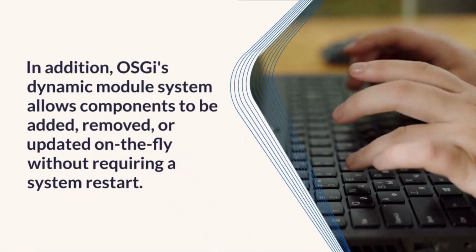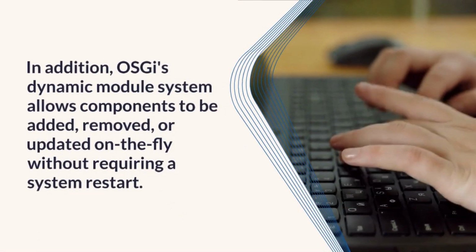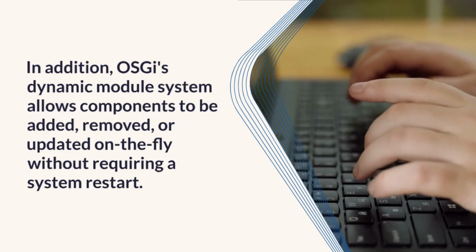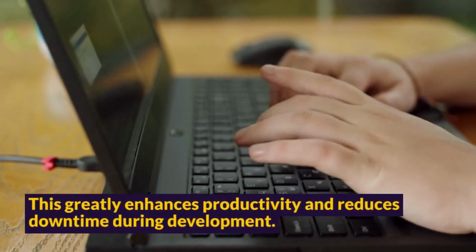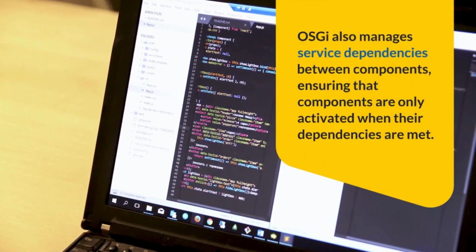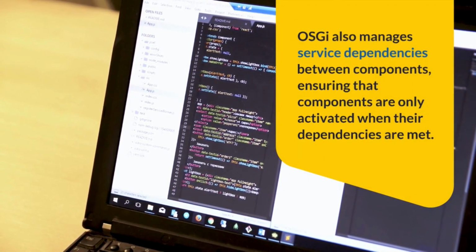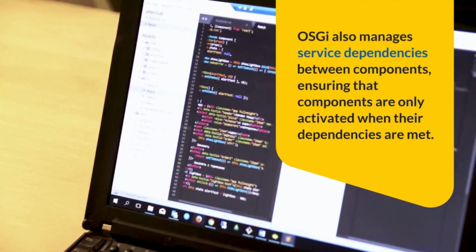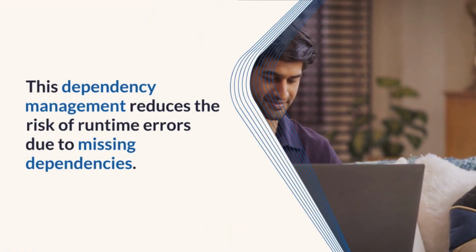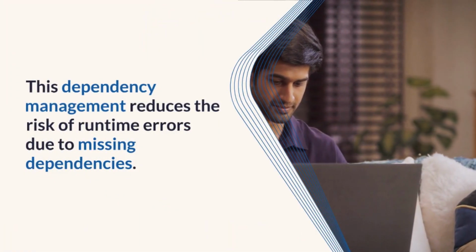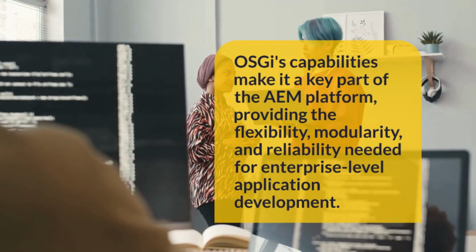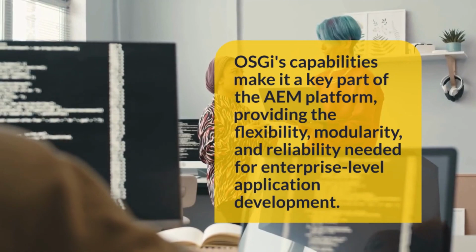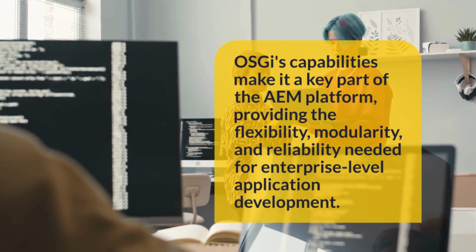In addition, OSGI's dynamic module system allows components to be added, removed, or updated on the fly without requiring a system restart. This greatly enhances productivity and reduces downtime during development. OSGI also manages service dependencies between components, ensuring that components are only activated when their dependencies are met. This dependency management reduces the risk of runtime errors due to missing dependencies. OSGI's capabilities make it a key part of the AEM platform, providing the flexibility, modularity, and reliability needed for enterprise-level application development.